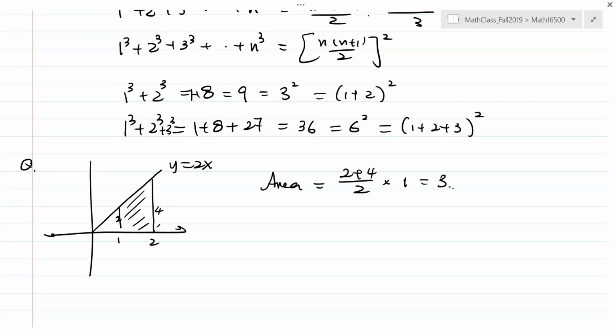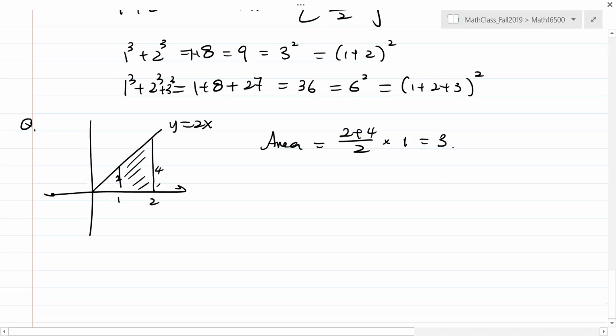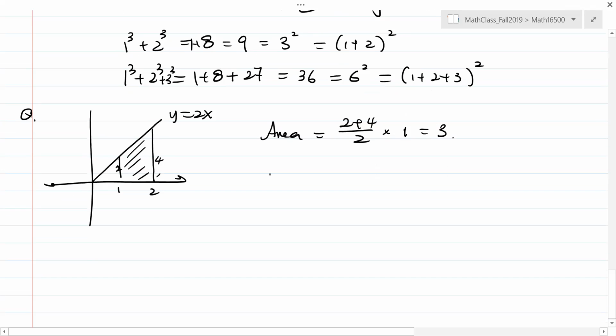Because it's a trapezoid, we know how to use the area formula to find its area. But let's try to use Riemann's idea. If we are able to use a sequence of Riemann sums to get the limit, then the limit should be equal to 3. So the idea is the area should also be equal to the limit of Riemann sums.